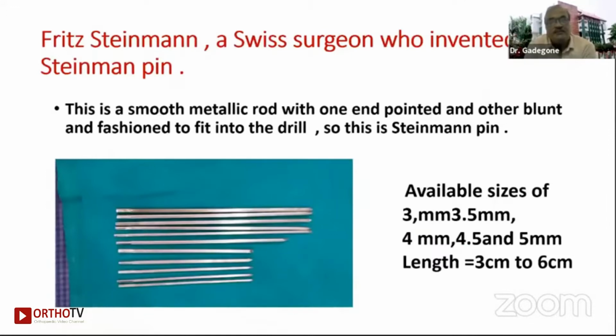So this is Fritz Steinman who invented this Steinman pin. Up to 2.5 mm you usually call it a K-wire, and above that we call it a Steinman pin, because the structural configuration is the same as K-wires. Available in sizes of 3 to 5 mm, in 0.5 mm increments, and length about 3 centimeters to 6 centimeters.